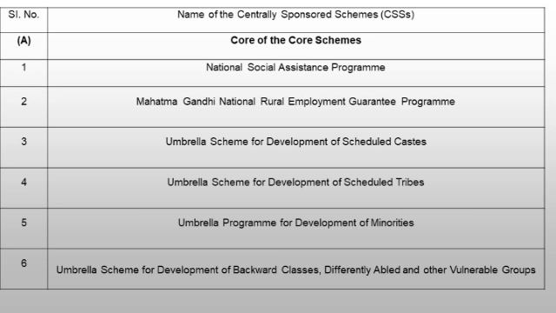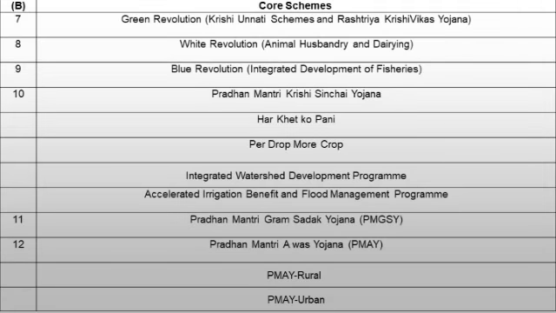ఇవి కాకుండా కోర్ స్కీమ్స్ అంటే ముఖ్యమైన స్కీమ్స్, అదర్ దాన్ దిస్ దేర్ ఆర్ కోర్ స్కీమ్స్ విచ్ ఆర్ 20. Have a quick look. Green Revolution, Harita Viplavam. Then White Revolution, Blue Revolution, Pradhan Mantri Krishi Sinchai Yojana. Friends, one scheme can have sub-schemes also.